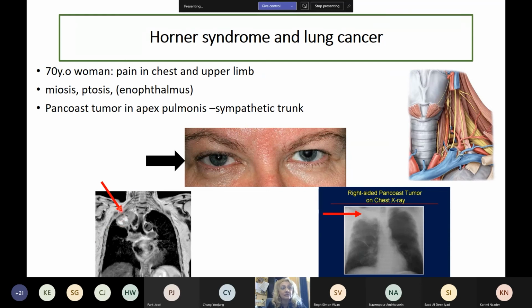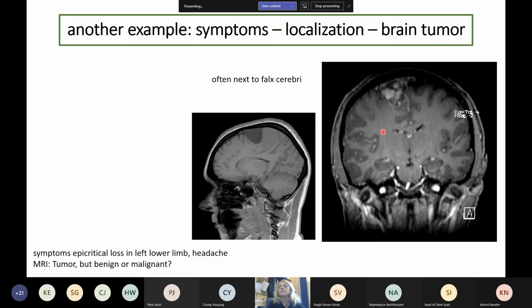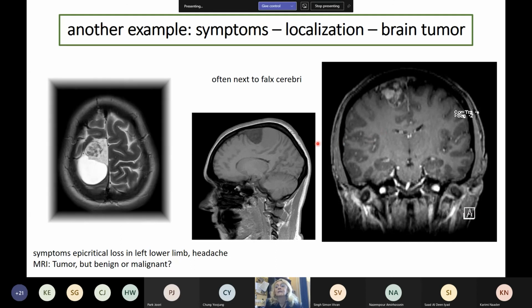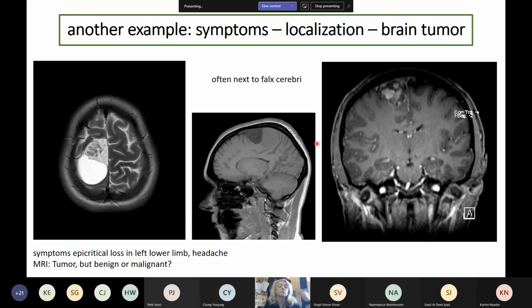Because it compressed the brachial plexus from underneath. And then when it reaches the apex, in the lower part of the neck anyway, in the scalenotracheal fossa, it can compress the sympathetic trunk. And this is the case I wanted to show you. I will lead you through one case, a few minutes, to see how from the symptoms we get to the diagnosis.